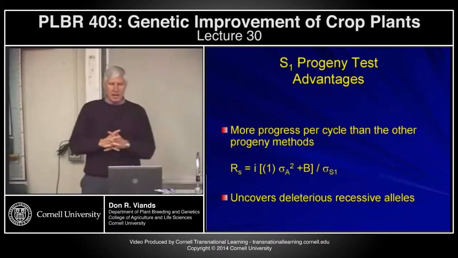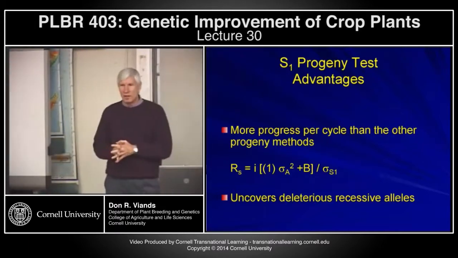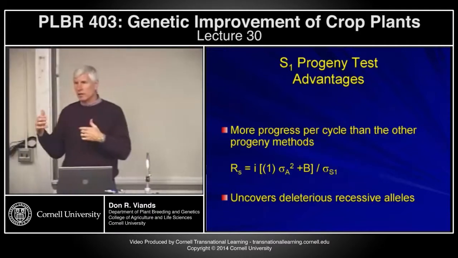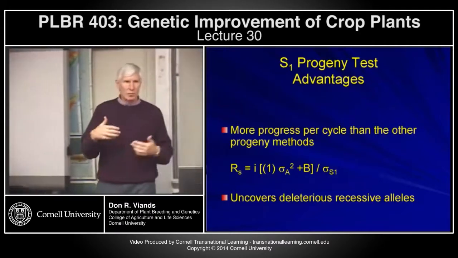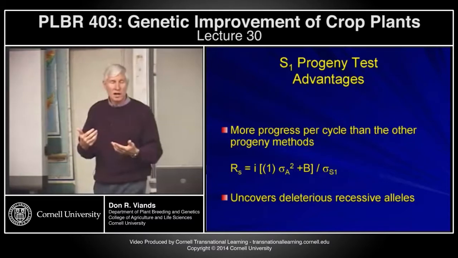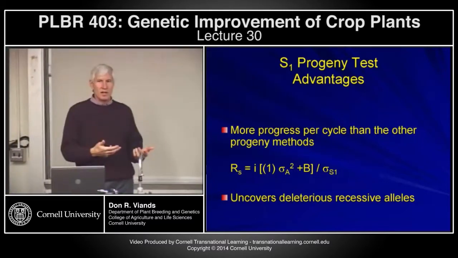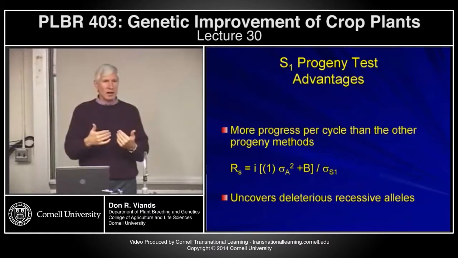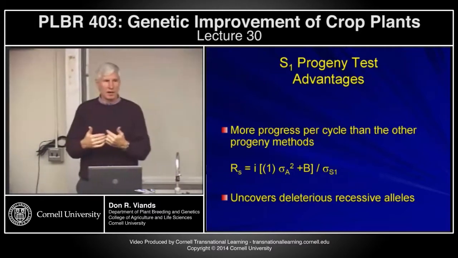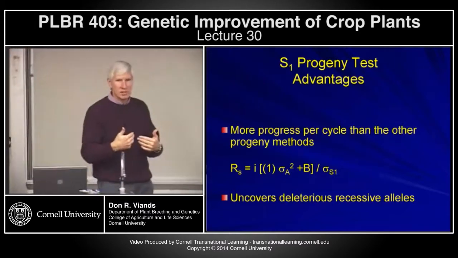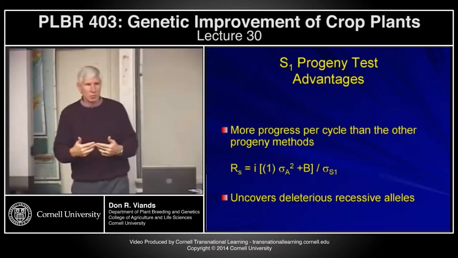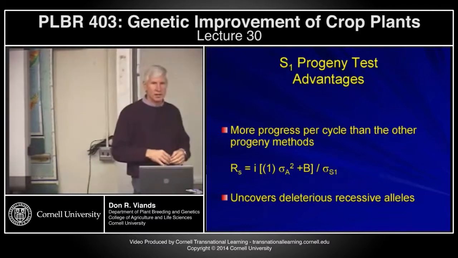Another advantage is that it allows you to uncover deleterious recessive alleles. Sometimes you can see some deleterious stuff that comes out when you cross-pollinate, but most of the time it gets masked by a dominant gene. When you self-pollinate it, you get more recessives that segregate out, and therefore you can identify some of these deleterious recessives when you look at the progenies. So it's easier to see those, whereas they're masked with cross-pollinations.